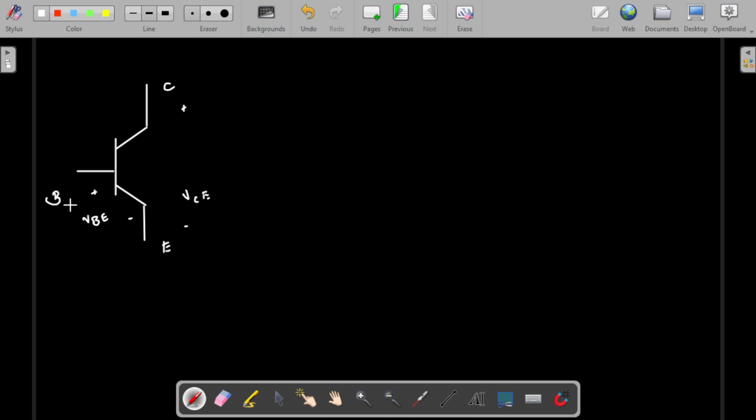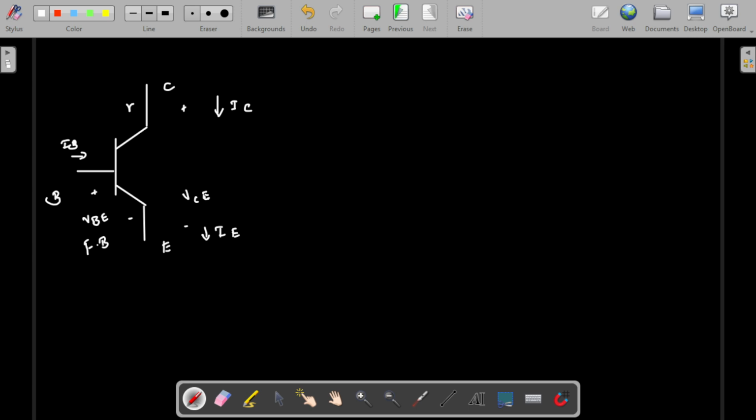I think you guys are able to see, right? Base to emitter is the forward bias potential. This will be mostly equal to 0.7, a negligible amount only. But this one will be quite greater, something above 2 or so. IC will flow in this direction, this will be IE, and here the current will flow as IB.